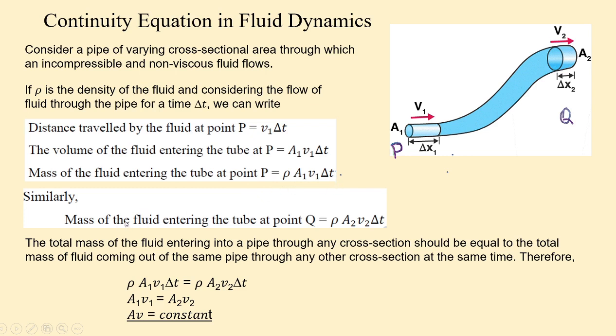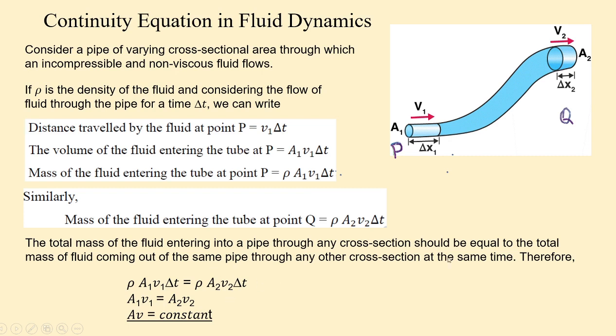Similarly, the mass of the fluid entering the tube at the point Q, we can calculate as before. That is equal to rho into A2 V2 into delta t. But we know the total mass of the fluid entering a pipe through any cross section should be equal to the total mass of the fluid coming out of the same pipe through any other cross section at the same time.